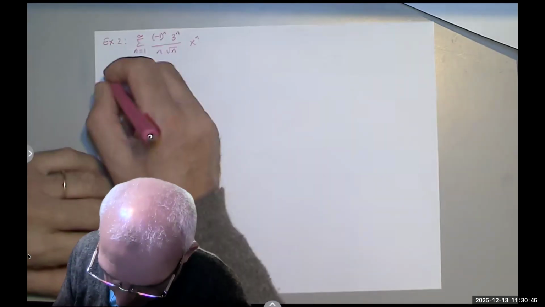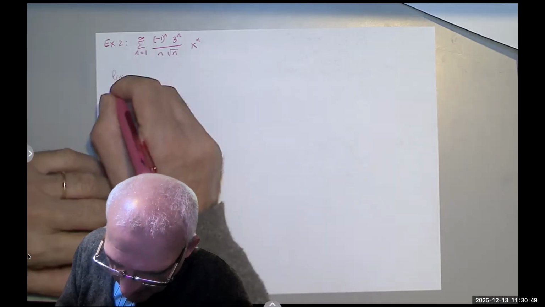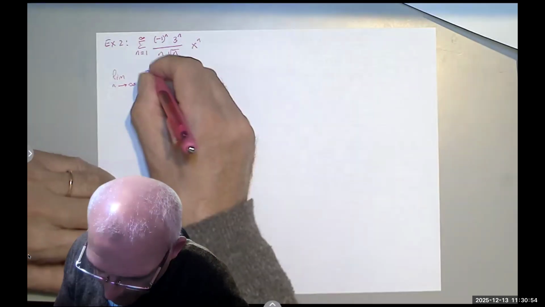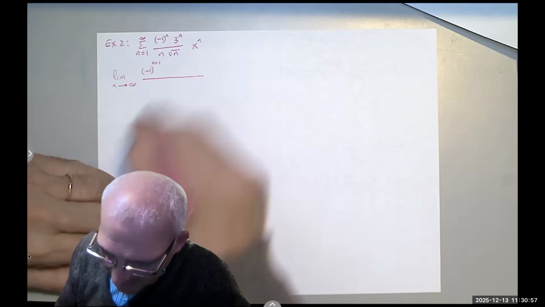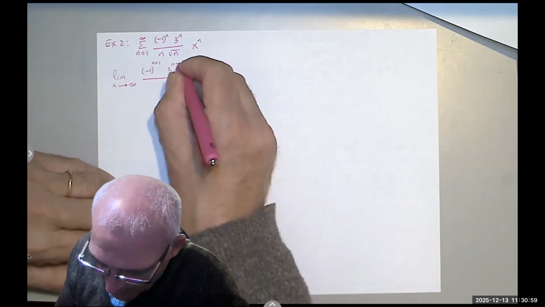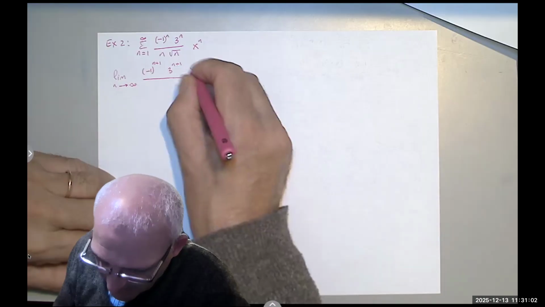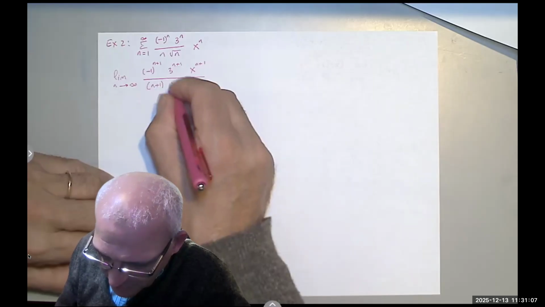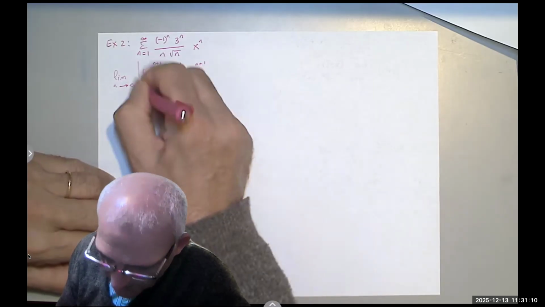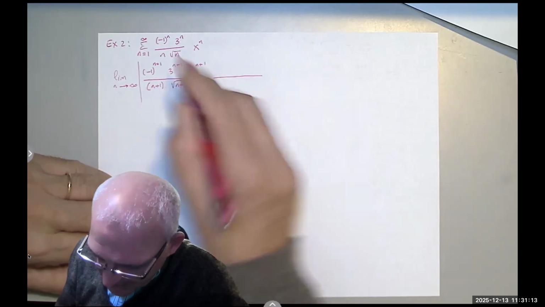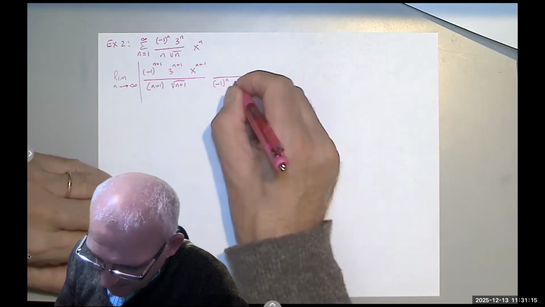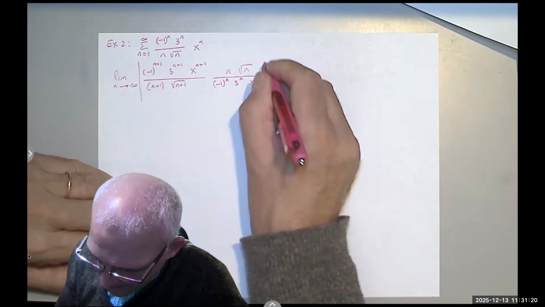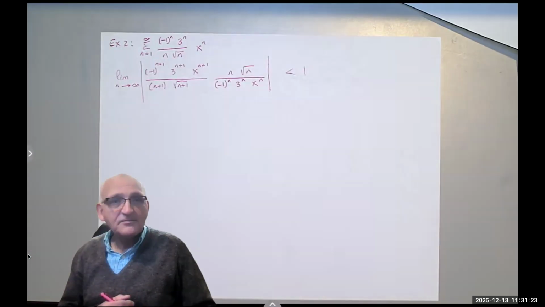Doesn't matter. We are going to take the limit as n approaches infinity of the next term, which is negative 1 to the n plus 1 times 3 to the n plus 1 times x to the n plus 1 over n plus 1 times root of n plus 1. And then I'm going to divide by this, which is negative 1 to the n, 3 to the n, x to the n, n root n. And I want this limit to be less than 1.